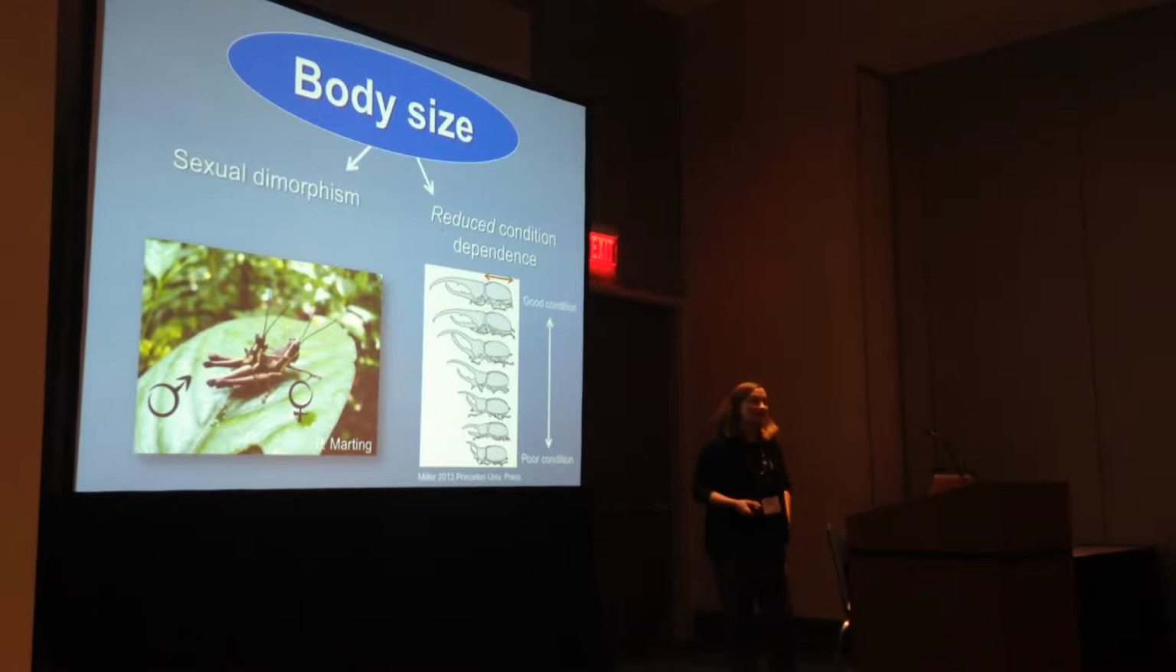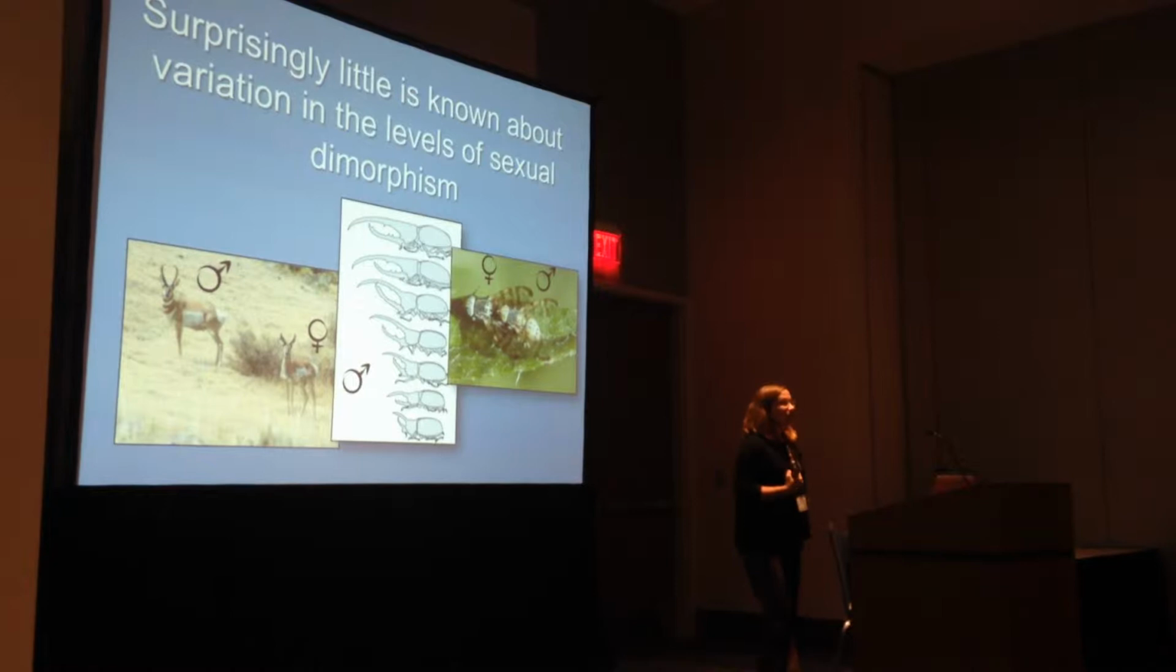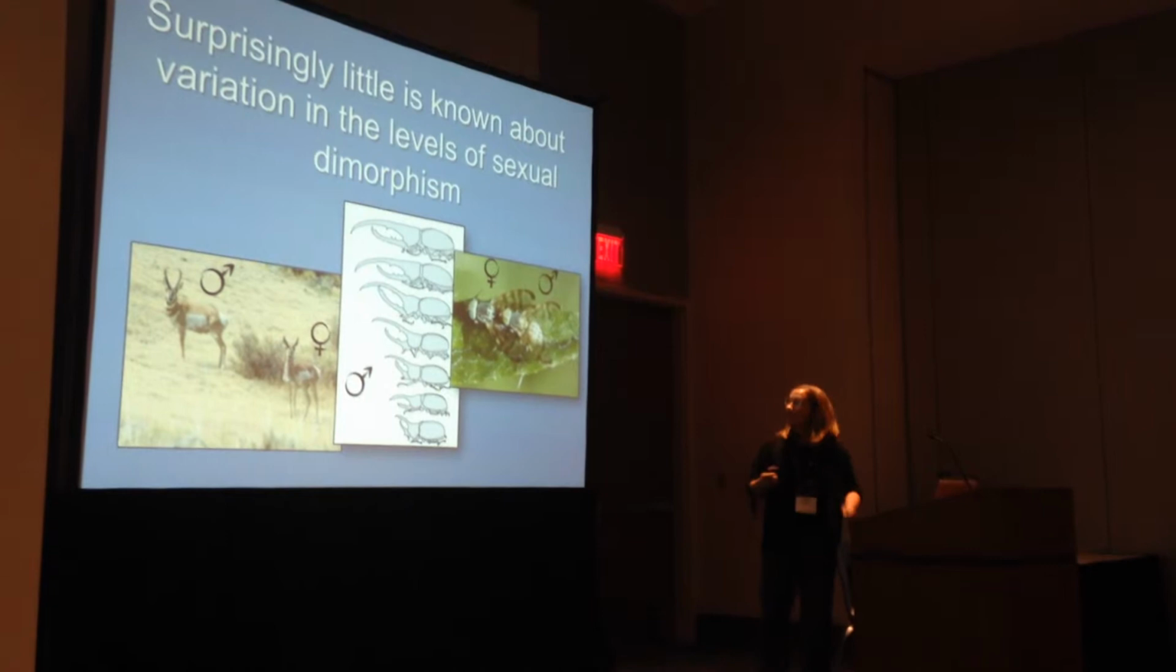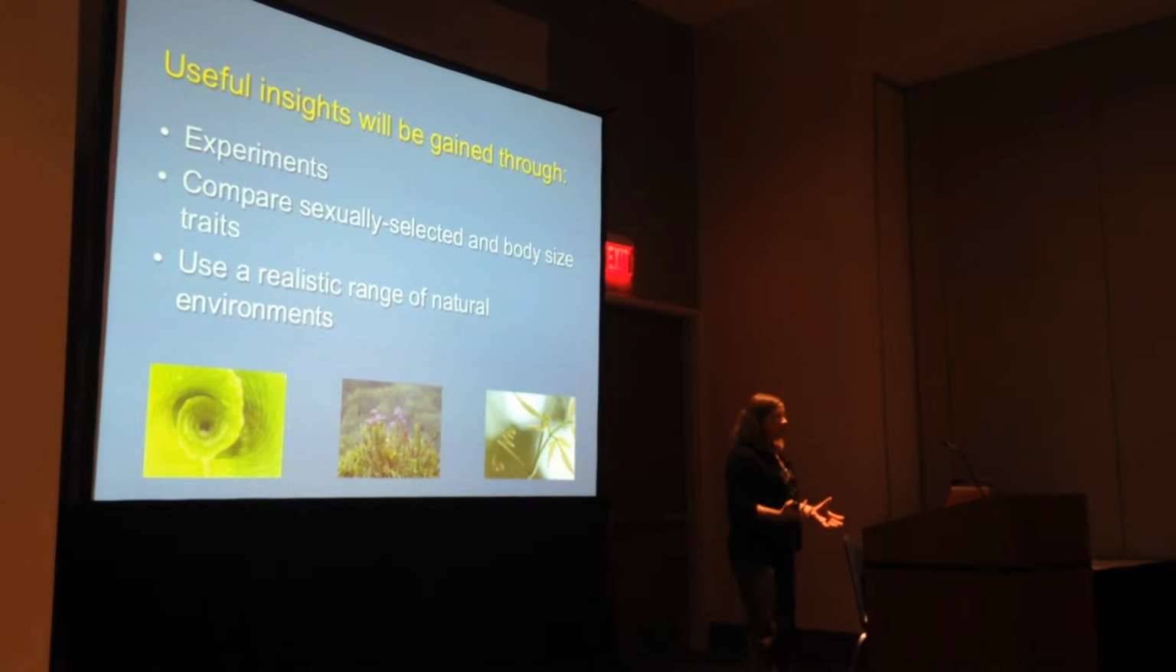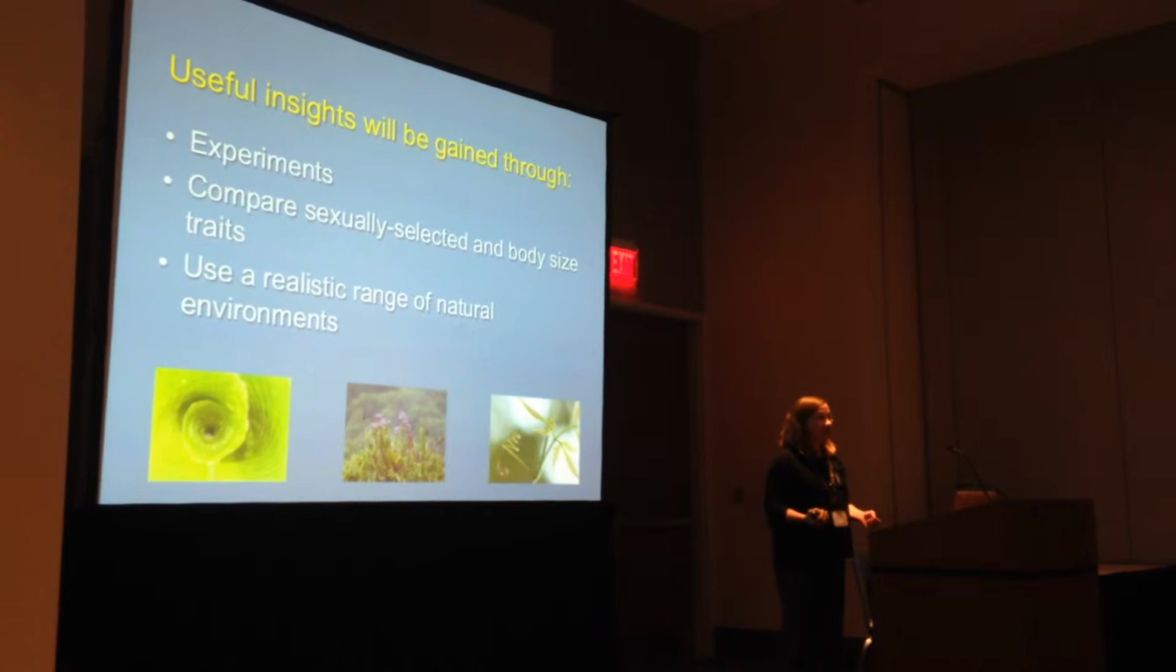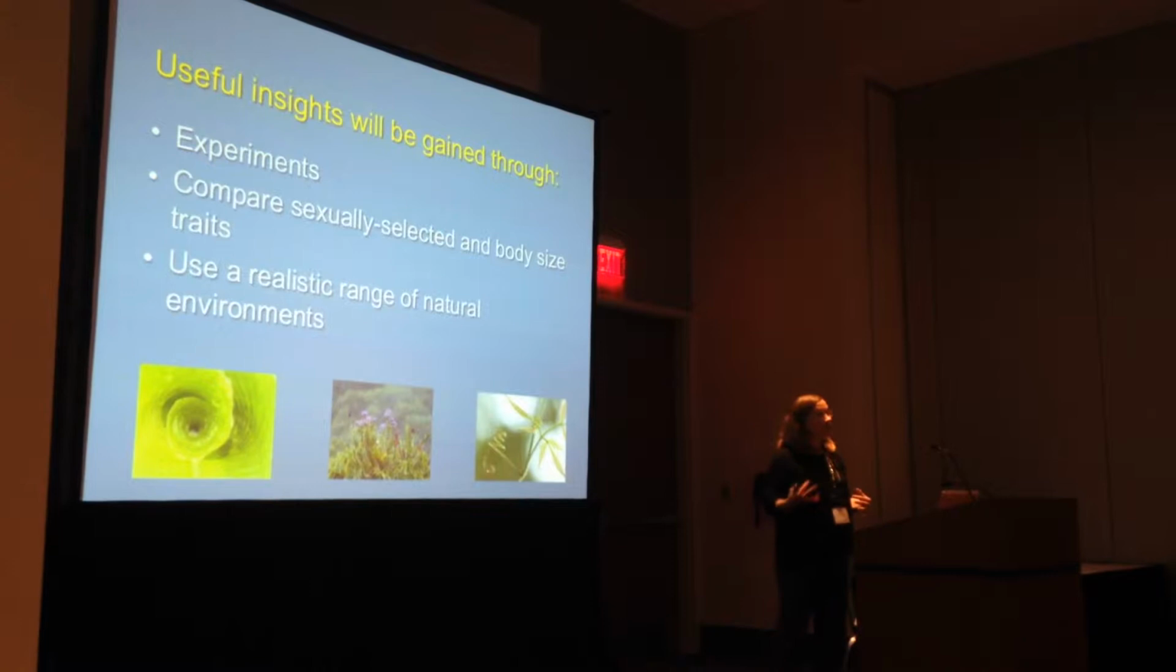So surprisingly little is known about variation in the levels of sexual dimorphism among different traits within single organisms. Right now we need insights to be gained through experiments comparing sexually selected and body size traits of the same organisms and using a realistic range of natural environments. If we can generate that variation in condition we see in nature, then our results are going to be more relevant to what's going on in natural populations.